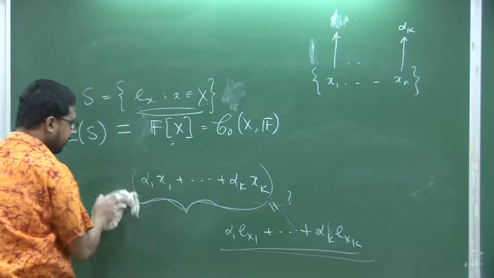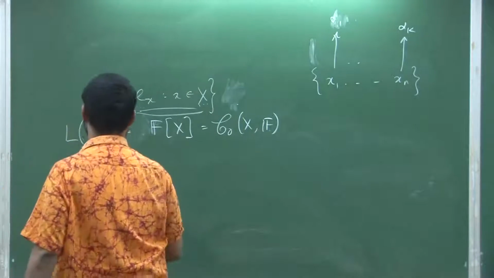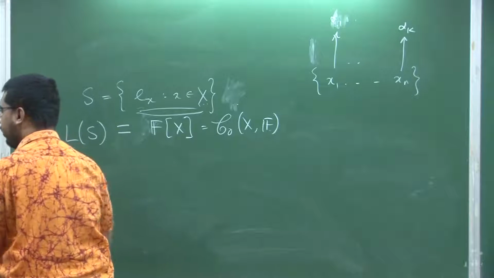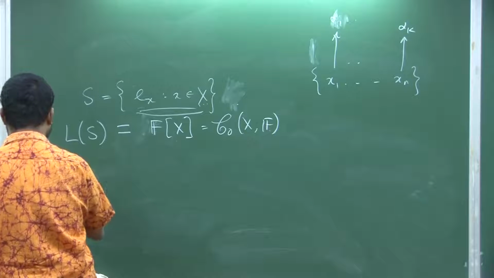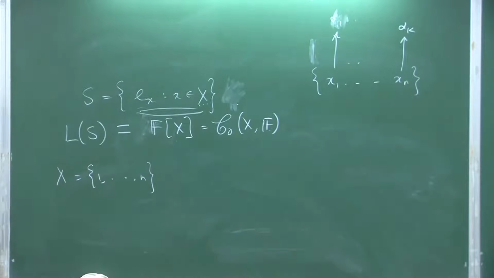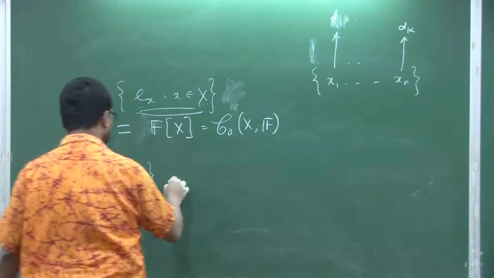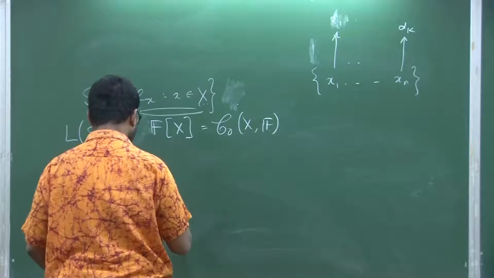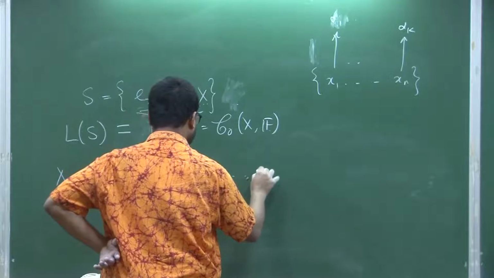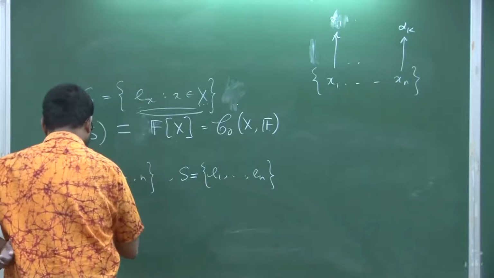Let us also see maybe one or two trivial examples, just to make sure you have understood what linear span is. Suppose X is itself finite, let us say X is 1 up to n. Then we consider E1 up to En. What is the linear span of E1 up to En?